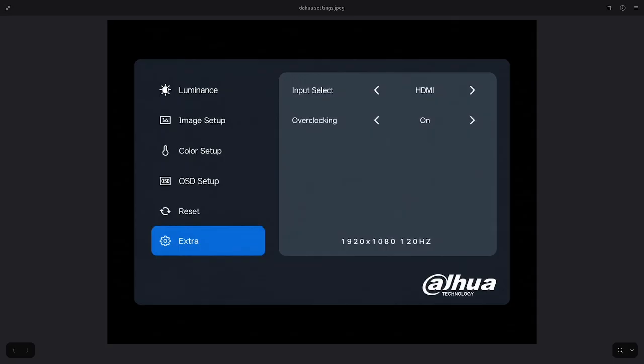So how to solve this? You can solve it from the monitor's settings. In my case, the overclocking section is under Extra. You have to set overclocking to the on state.